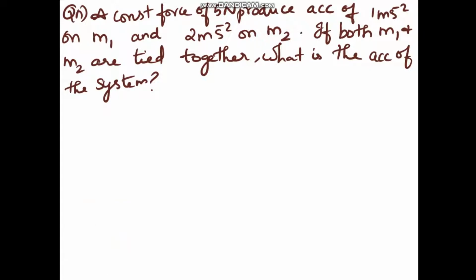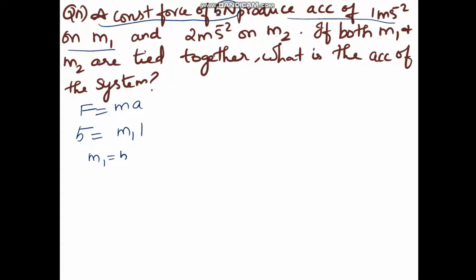Let us see this numerical. A constant force of 5 Newton produces an acceleration of 1 m/s^-2 on m1. So force is equal to ma, we know. So 5 Newton produces an acceleration of 1 m/s^-2 on m1. So m1 is equal to 5 kg. We found that out. Next, let us see the second thing.